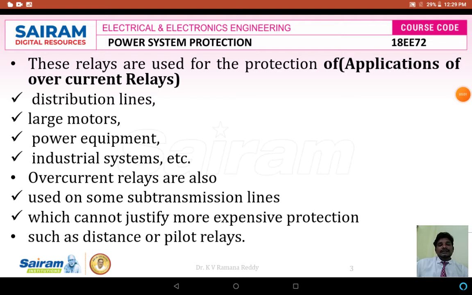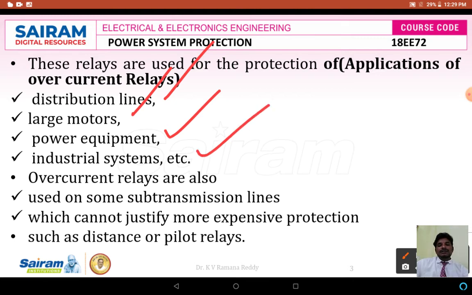Overcurrent relays play a vital role, especially to protect applications like distribution lines, large motors, power system equipment, industrial systems, etc. Overcurrent relays are also used on sub-transmission lines.